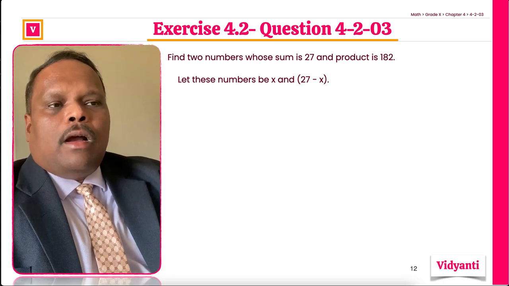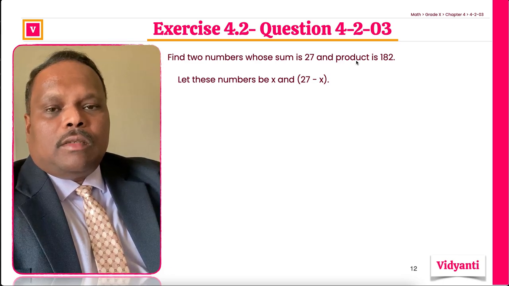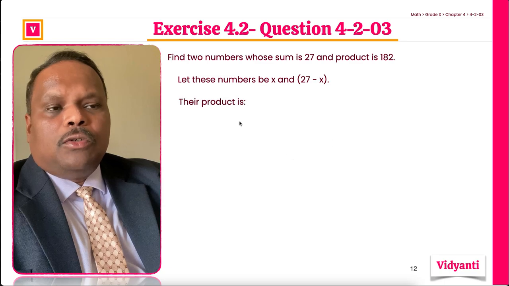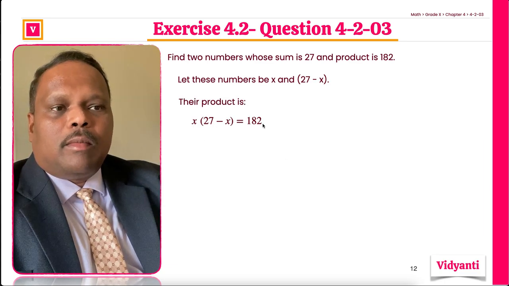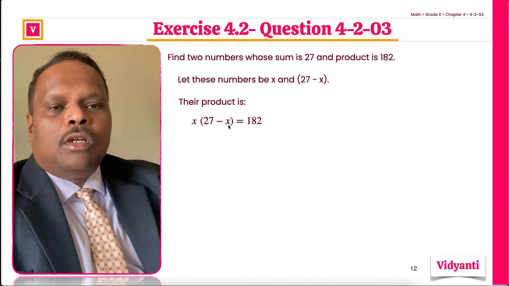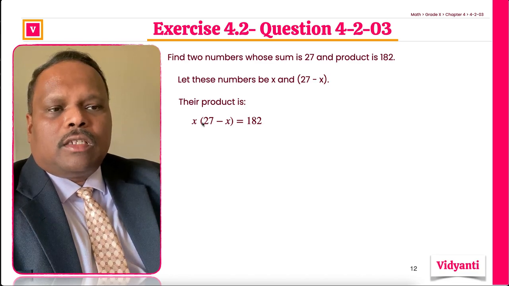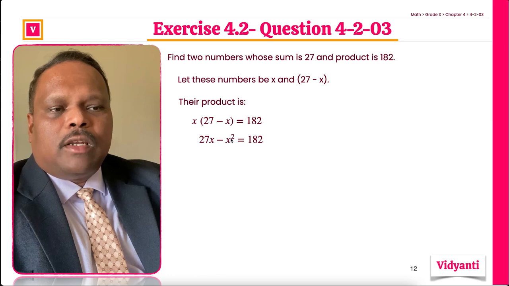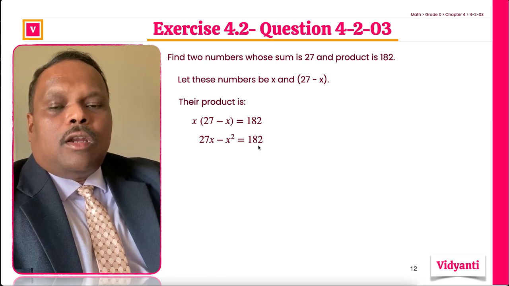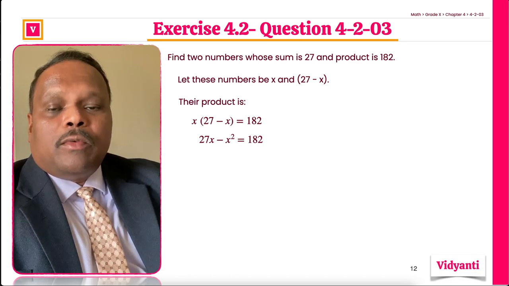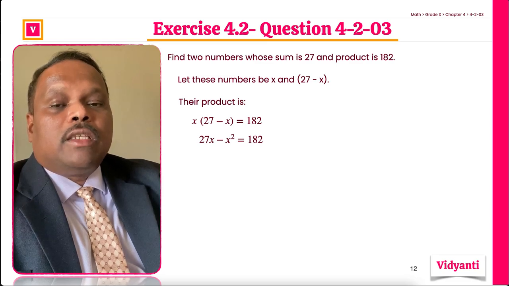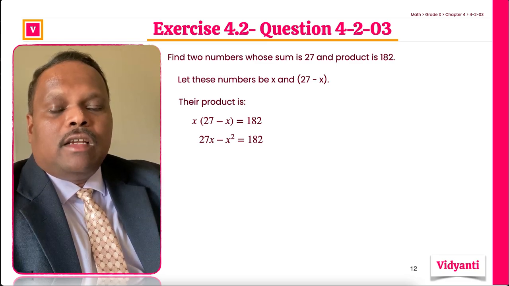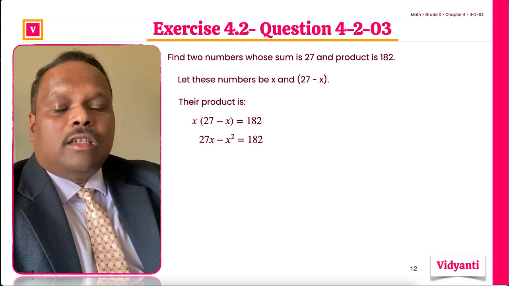Now the other condition is the product, the multiplication, is 182. So I am going to write down their product. First number is x, second number is 27 minus x, their multiplication is 182. It's a matter of opening the brackets. x times 27 will be 27x, x times negative x will be negative x square, 182 as it is. Now in order to get a quadratic equation, remember the quadratic equation is in the form ax square plus bx plus c equal to 0. That means everything must be transferred to one side and the other side will have absolutely nothing. That's why we have 0.